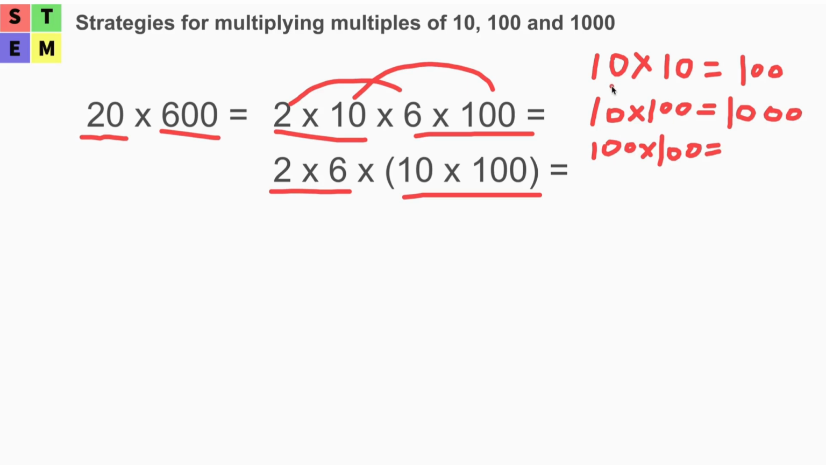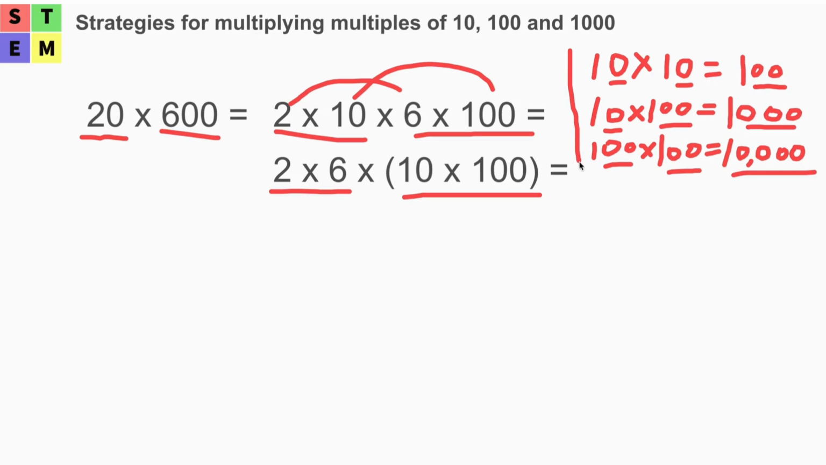So let's see the pattern there. We have 10 times 10, so we have 1 zero, 2 zeros, so we have 2 zeros there. Then 10 times 100: 1 zero there, 2 zeros there, so we have 3 zeros. And now 100 times 100 will have 2 zeros and 2 zeros, so actually we'll have 1 with 4 zeros, right? 1, 2, 3, 4. Which is 10,000.